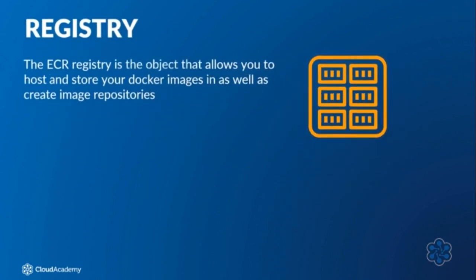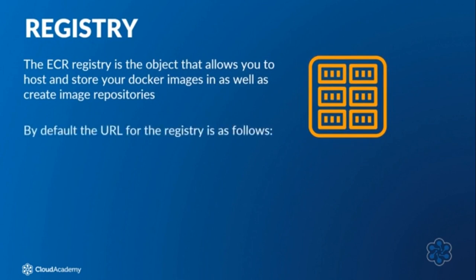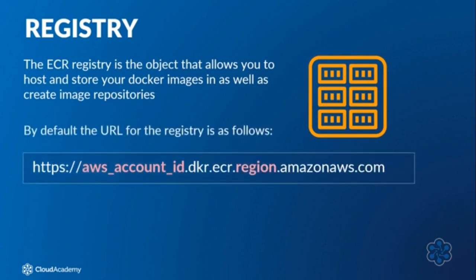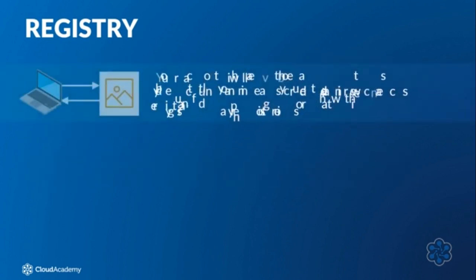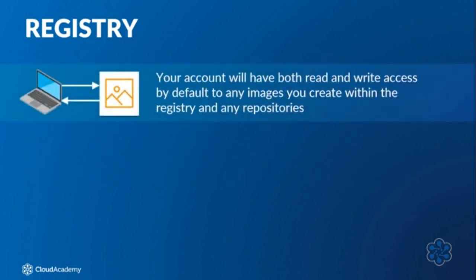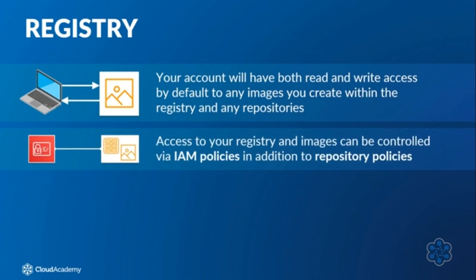When your registry is created, then by default the URL for the registry is as follows, where you will need to replace the red text with your own information that's applicable to your account and region. Your account will have both read and write access by default to any images you create within the registry and any repositories. Access to your registry and images can be controlled via IAM policies in addition to repository policies as well, to enforce tighter and stricter security controls.